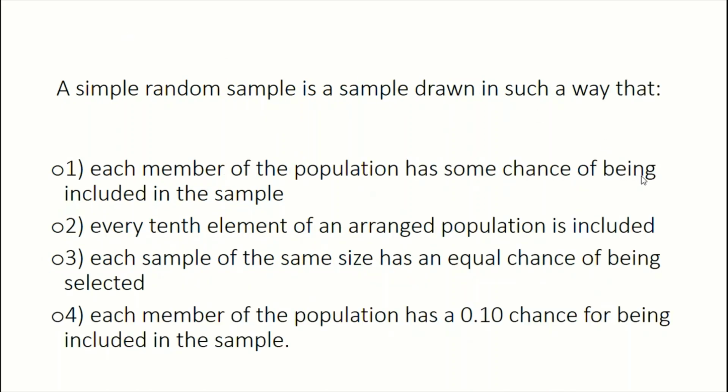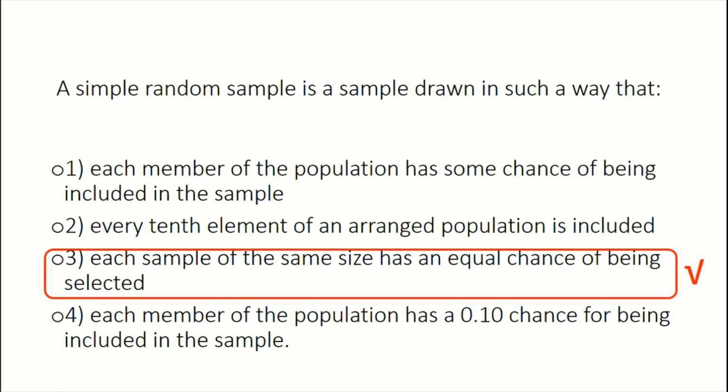A simple random sample is a sample drawn in such a way that 1. Each member of the population has some chance of being included in the sample. 2. Every 10th element of an arranged population is included. 3. Each sample of the same size has an equal chance of being selected. 4. Each member of the population has a 0.10 chance for being included in the sample. A simple random sample is a sample drawn in such a way that each sample of the same size has an equal chance of being selected.